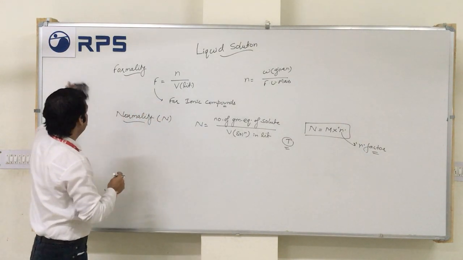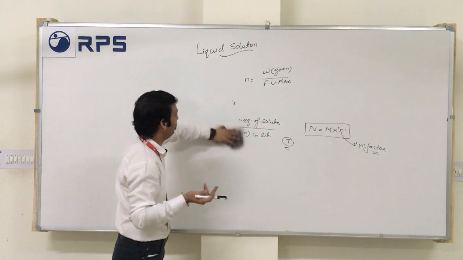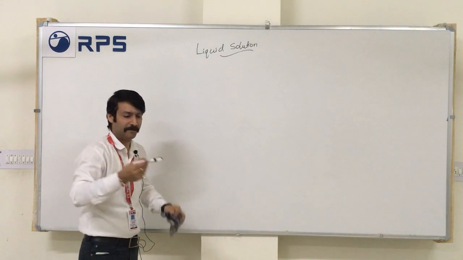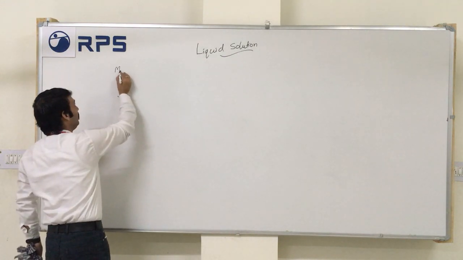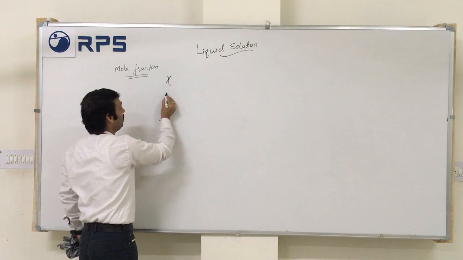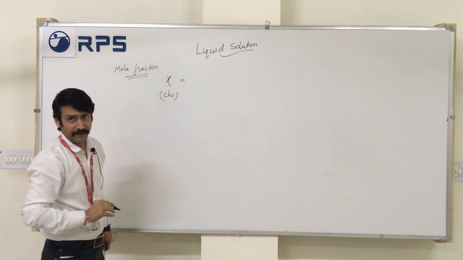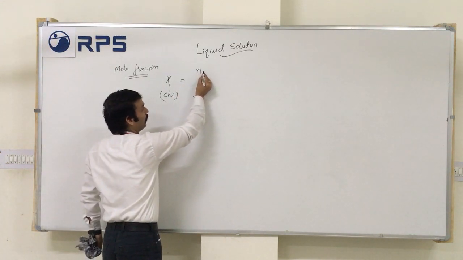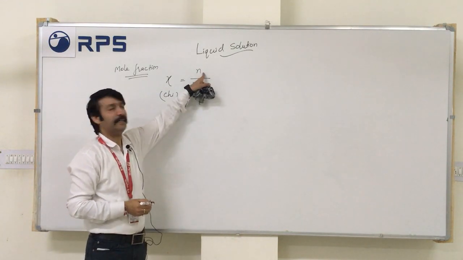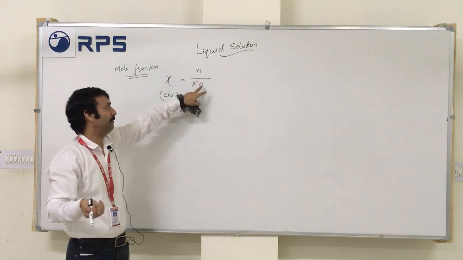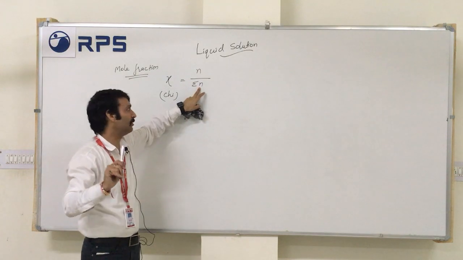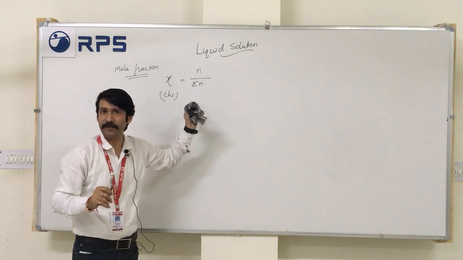Okay. Now, there is a relation between molarity, density and other terms. Other terms are mole fraction. Mole fraction is represented by chi. The mole fraction is the number of moles of the component divided by the total number of moles present in the mixture or solution. That means n is the number of moles of a particular component divided by summation n, the sum of the number of moles of all the components present in that mixture or solution. The ratio is known as the mole fraction of that component.